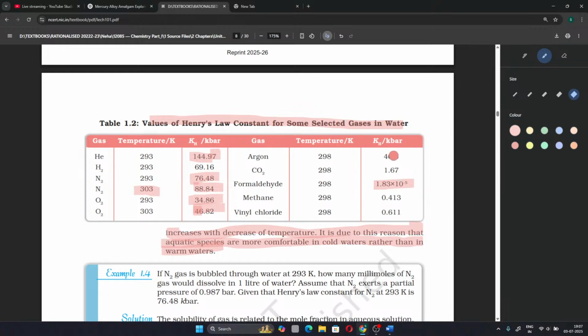Argon is also very insoluble in water, similar to oxygen comparatively. In case of CO2, it has a relatively low KH value, so it can easily dissolve in water. Formaldehyde has the least KH value and the most solubility. Methane also, at 0.413, is dissolvable in water. Vinyl chloride is also dissolvable in water.